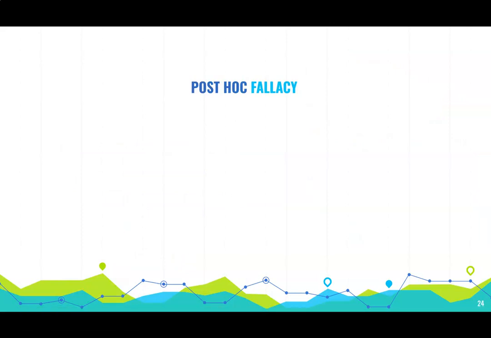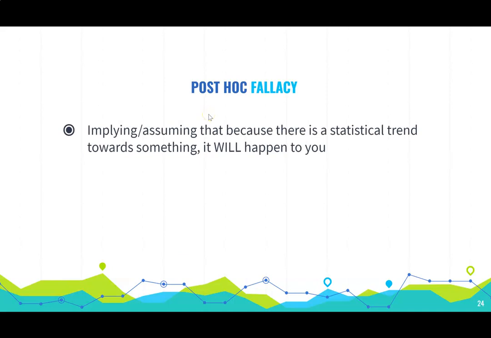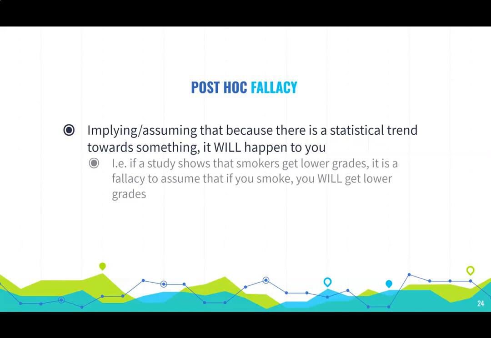Another way that evidence can be misused, even if the numbers themselves are sound, is through something called the Post Hoc Fallacy. This just means that you imply or assume that because there's a statistical trend towards something, it will happen to you. Right? So it's a fallacy or an incomplete idea to assume that because statistics points to this, it is guaranteed to happen. It's not a fortune teller, it's not an omen or something. It's just a general trend, right?